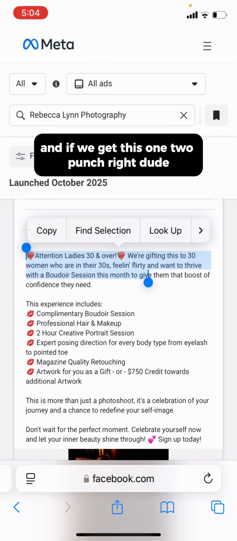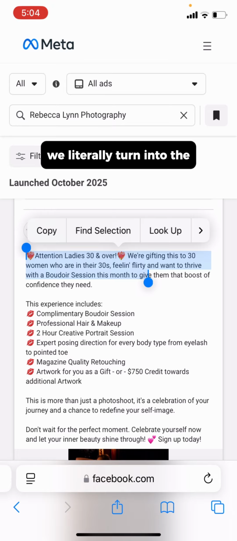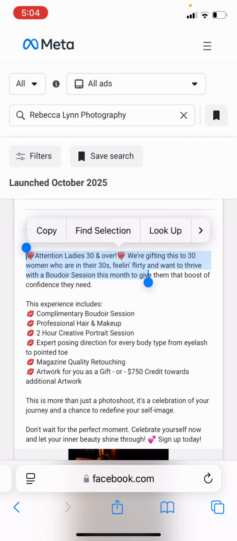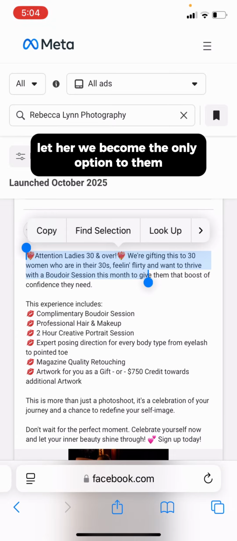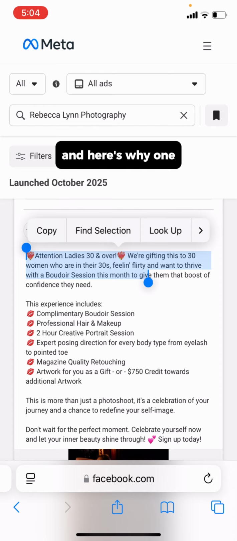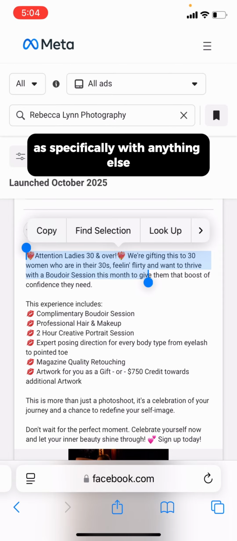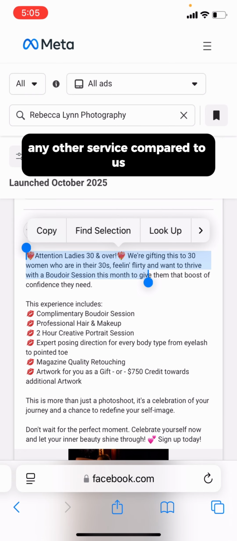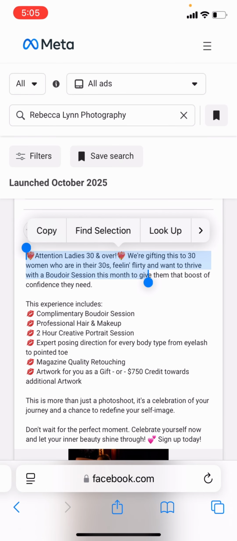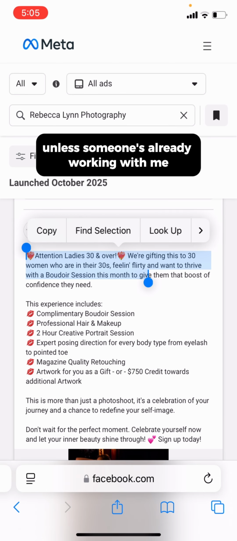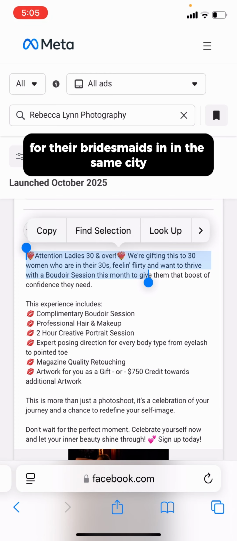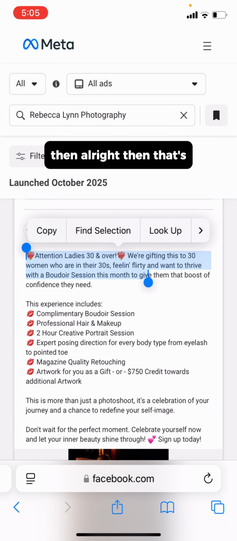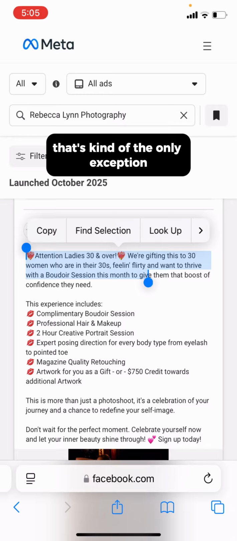And if we get this 1-2 punch right, dude, we literally turn into a market of one. Literally, we become the only option to them. And here's why. One, no one else in their city will have spoken to them as specifically, in any other industry, any other product, any other service compared to us, unless someone's already working with me for their boudoir ads in the same city, then that's kind of the only exception.